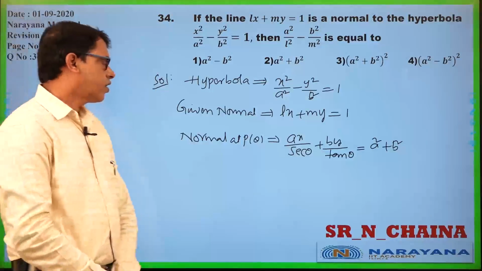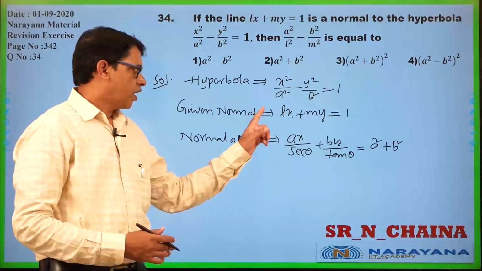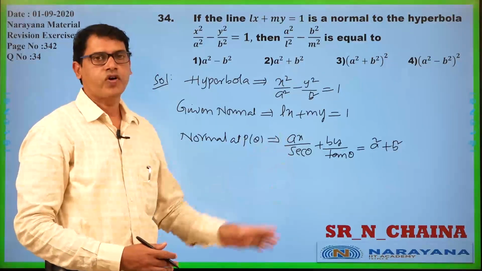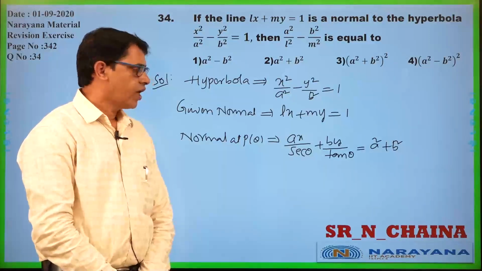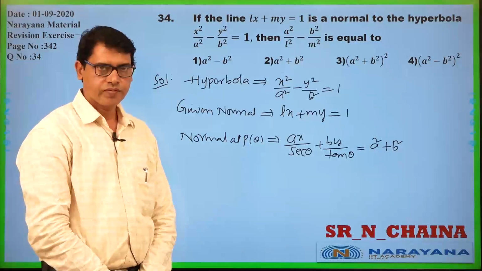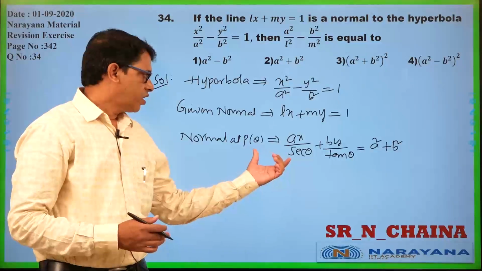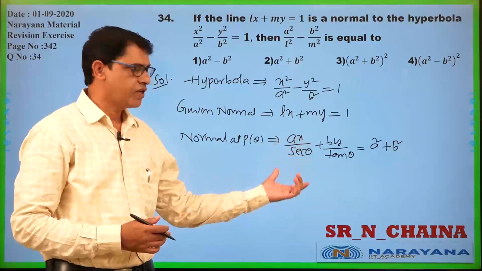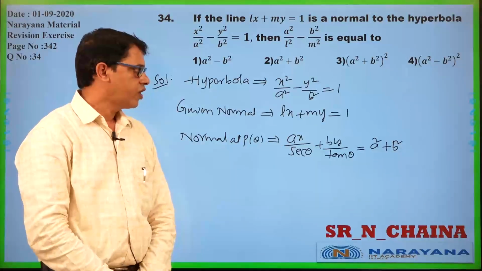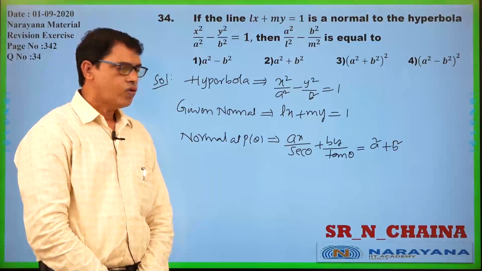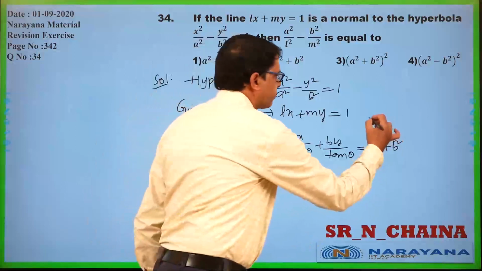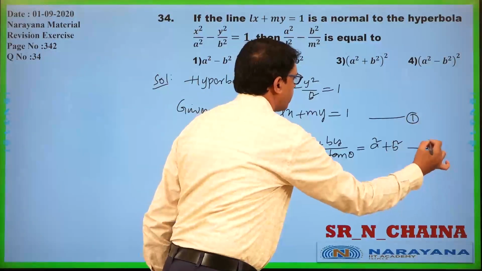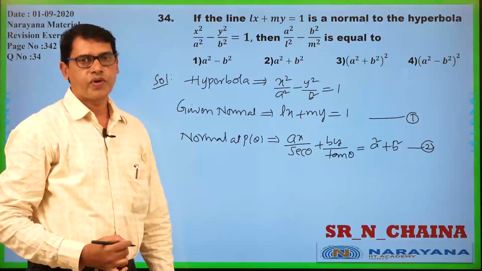So, here, from the hypothesis, equation of normal is Lx plus My equals to 1. From the formula, equation of normal is Ax by secant theta plus By by tan theta equals a square plus b square. Say this one is equation 1, this one is equation 2. So, both are representing the same line.